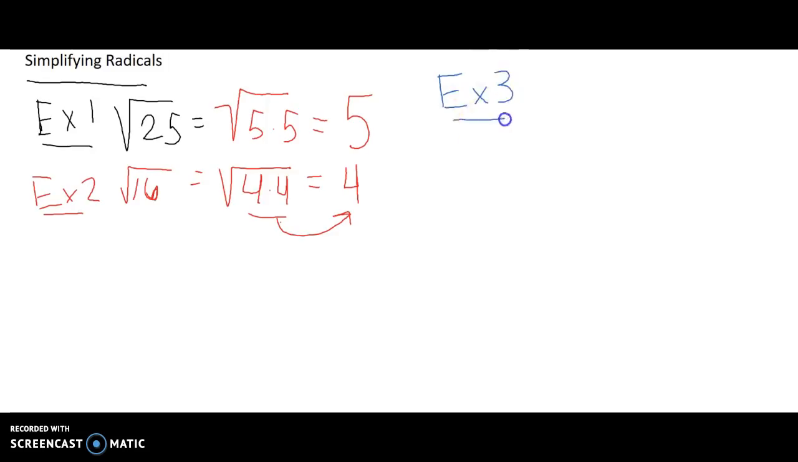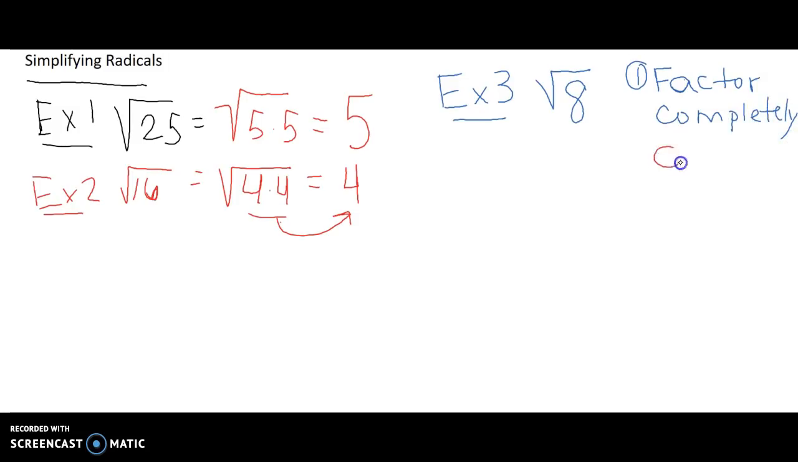And of course we're going to be simplifying radicals without calculator. So let's try the square root of 8. Okay, square root of 8. What we're going to have to do here first is we're going to have to factor completely the 8. So let's factor it completely. Please be writing this down as we go. That way you have reference. So how does 8 factor?